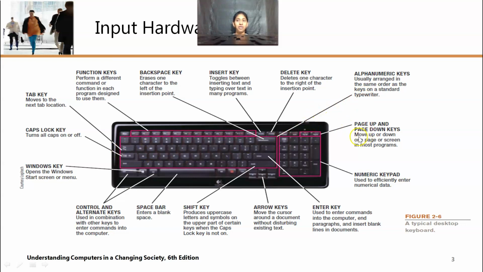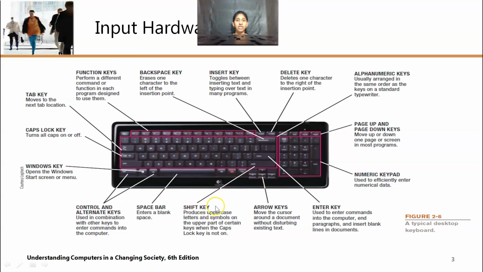And page up and page down keys, they will move up and down one page. And we have a numerical keypad, where you can enter numerical data. And we have the enter key. Enter key is used to enter commands. Arrow keys are used to move the cursor up, down and as per the arrow.